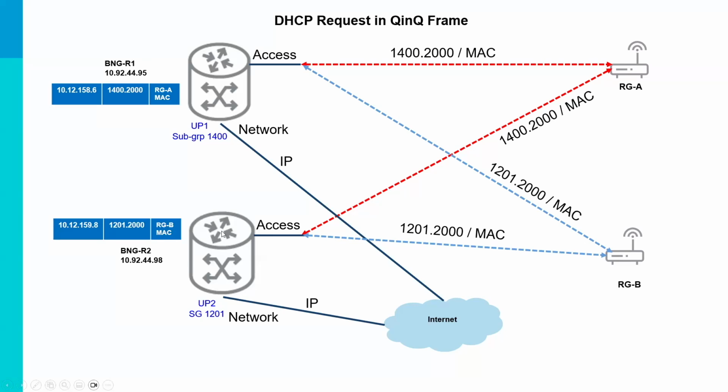So if UP2 goes down, UP1 notices, and it sends to any subscriber with an SVLAN of 1201 a gratuitous ARP that says, to get to the MAC address associated with 10.12.159.1, come to me. And so instantly, RGB will stop sending its traffic to UP2 and start sending its traffic to UP1. And that's how redundancy works.